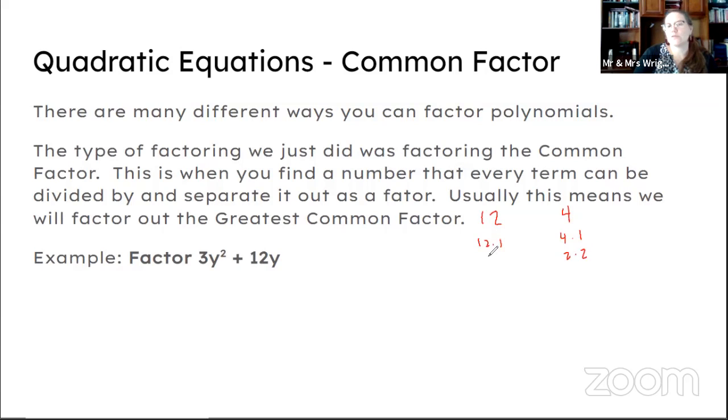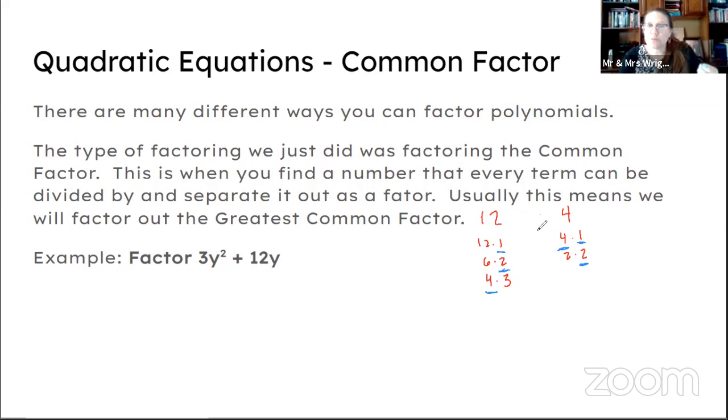12, I can find 12 times 1. I can find 6 times 2, and I can find 4 times 3. Well, these are all factors. What are the common factors? Common factors are the numbers that they have in common or are the same in both of them. I can see that 1 is in both of these and 2 is in both of these, right? And then 4 is in both of these.